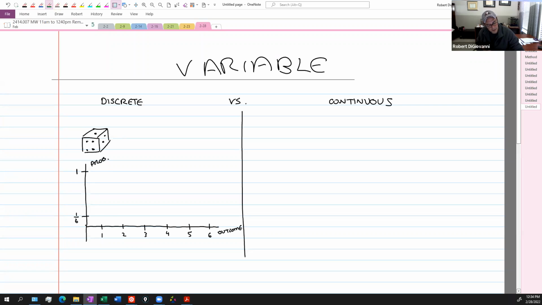If I plot this, at 1, I'd be at 1/6, at 2, I'd be at 1/6, at 3, I'd be at 1/6, at 4, I'd be at 1/6, at 5, I'd be at 1/6, and at 6, I'd be at 1/6. Make sense?